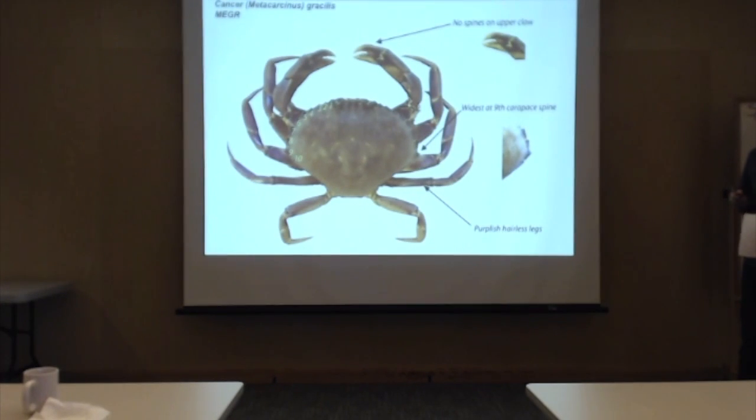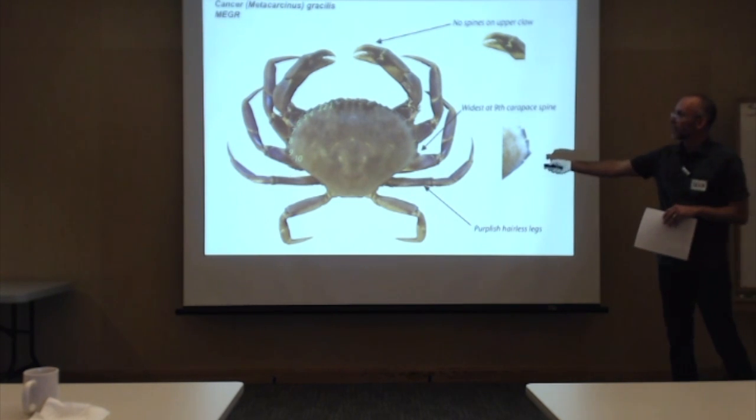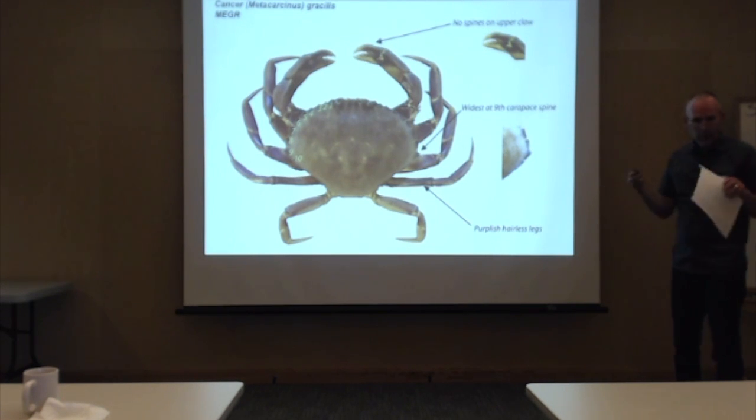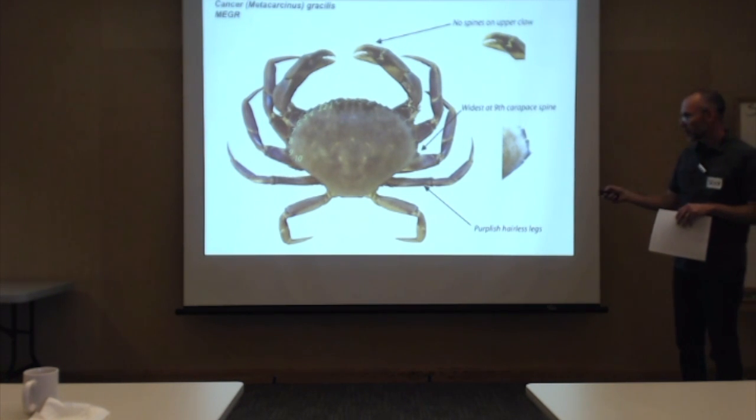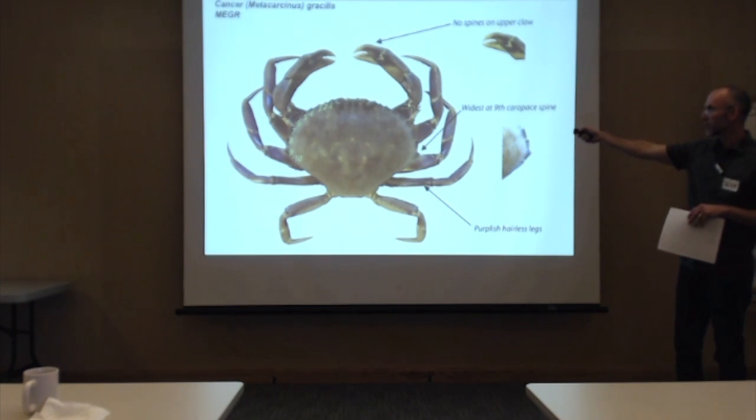So here is the graceful crab. It also has 10 marginal teeth, but interestingly, it is widest at the 9th tooth, not the 10th tooth. I'll show you an up-close version of this, but the way that we find that 10th tooth is just a little tiny notch. Now also, the upper surface of the claw is smooth. There are no teeth on it.